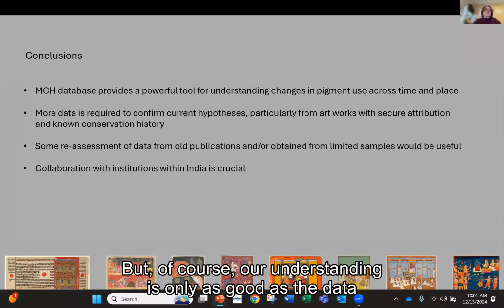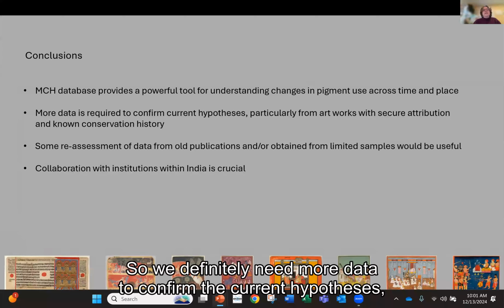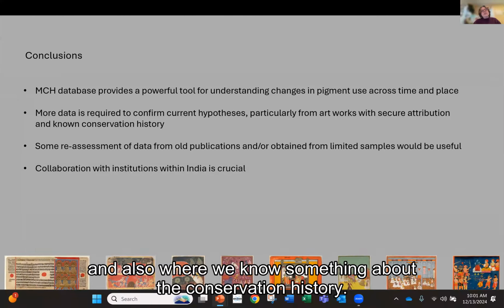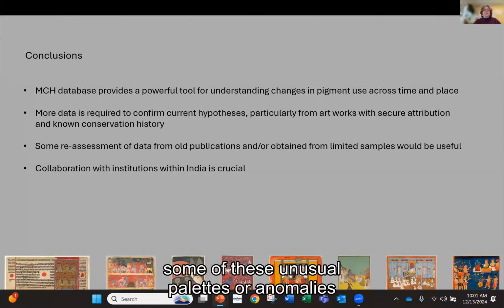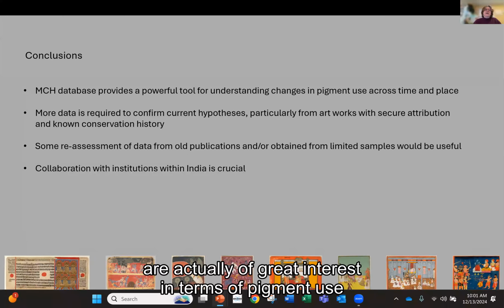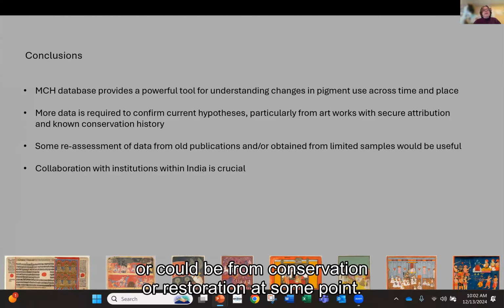But of course, our understanding is only as good as the data that's in the database. So we definitely need more data to confirm the current hypotheses, particularly from artworks where we have a secure attribution in terms of place and date, and also where we know something about the conservation history. So we can determine whether some of these unusual palettes or anomalies are actually of great interest in terms of pigment use, or could be from conservation or restoration at some point.